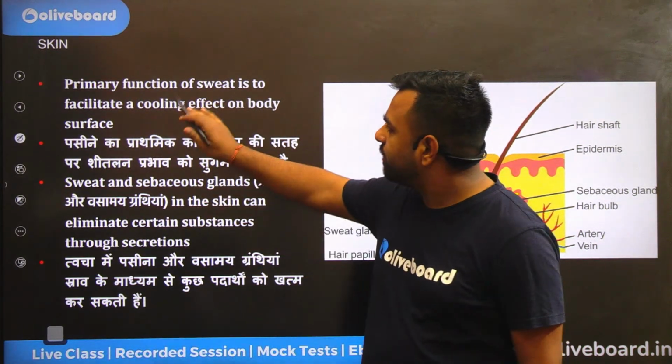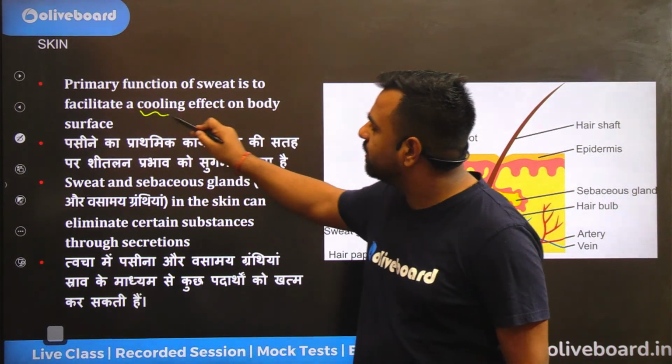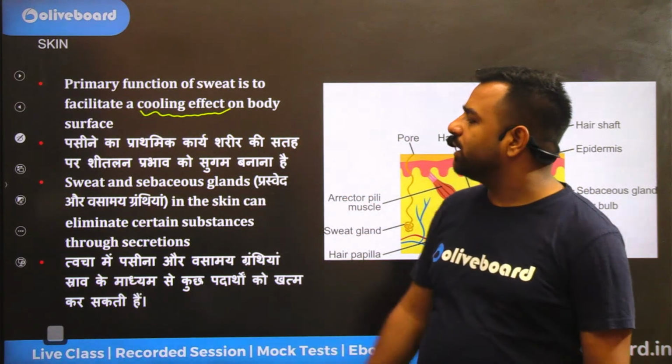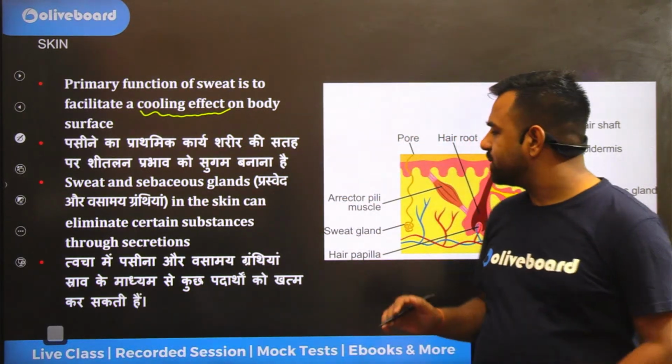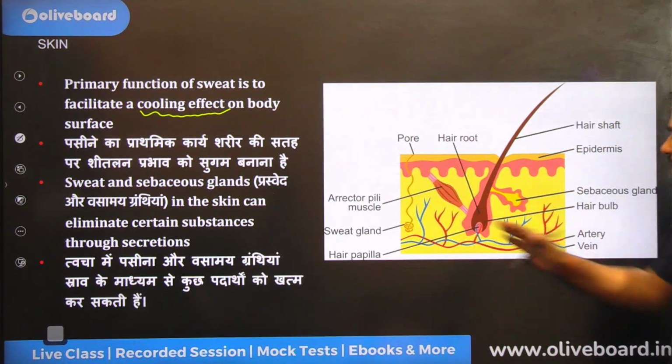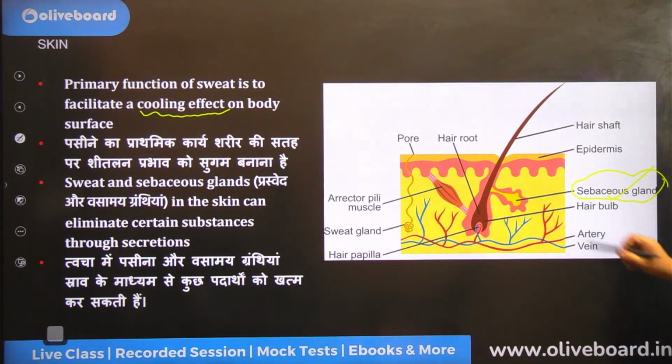So yes, the primary function of sweat is to facilitate the cooling effect on the body surface. And this is the structure of the skin in which we have the sebaceous gland. Can you see this? Sebaceous gland. So here we have this waxy-like structure.